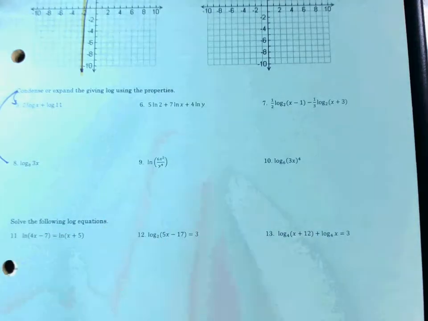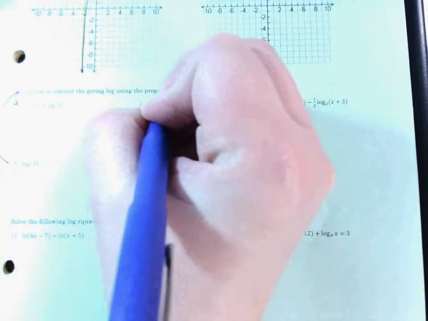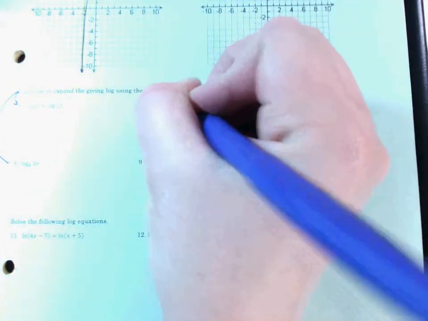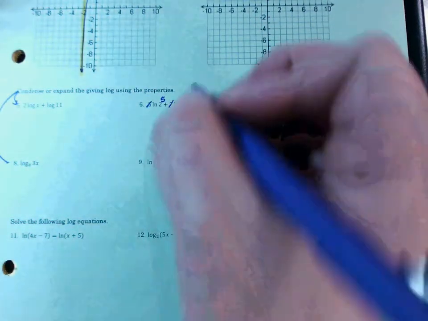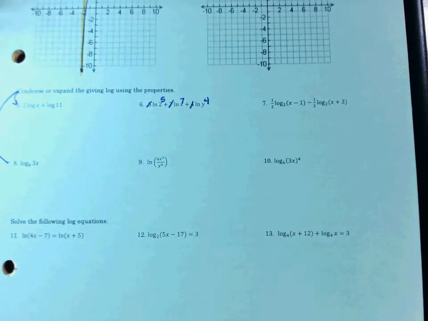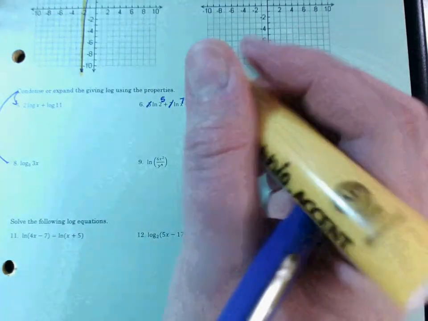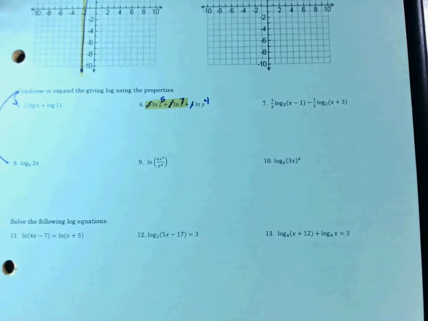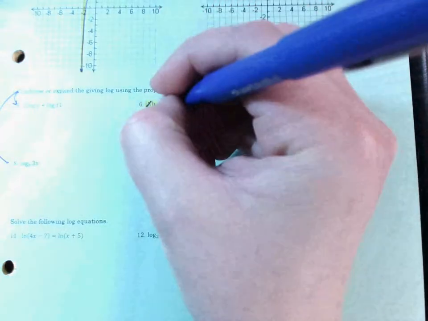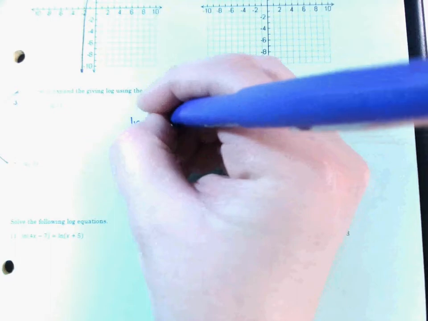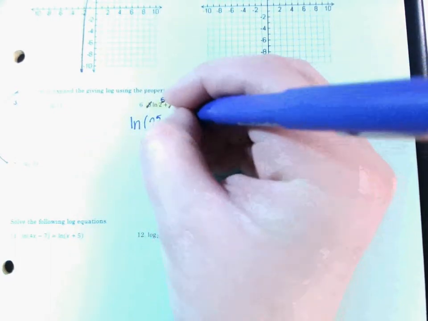So if I'm doing this one, I'm going to take my 5, move it up. I'm going to take my 7, move it up. And then I'm going to take my 4, move it up. Then from there, I'm going to go 2 at a time. I'm going to do these 2 first. If I have the natural log of 2 to the 5th plus the natural log of x to the 7, what do I do with 2 to the 5th and x to the 7? Multiply. So I'll have the natural log of 2 to the 5th times x to the 7.